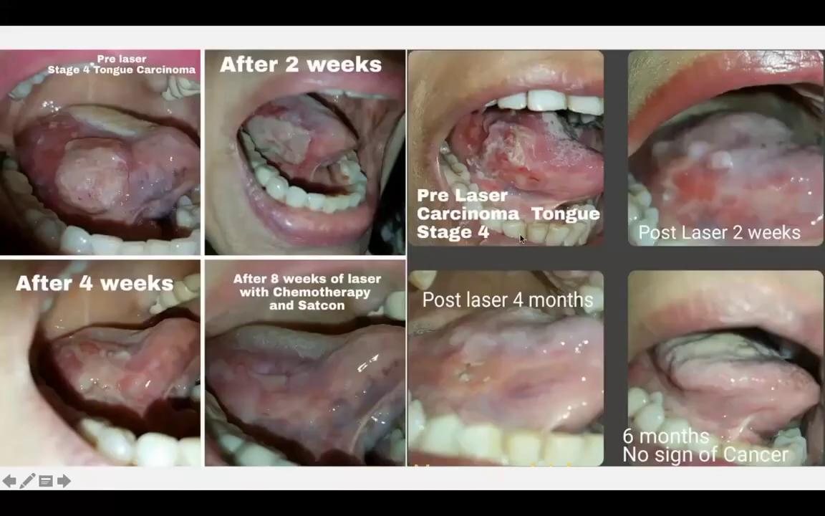So now these are some of the cases you see here. Pre-laser stage 4 tongue carcinoma. This is the stage 4 tongue carcinoma lump.